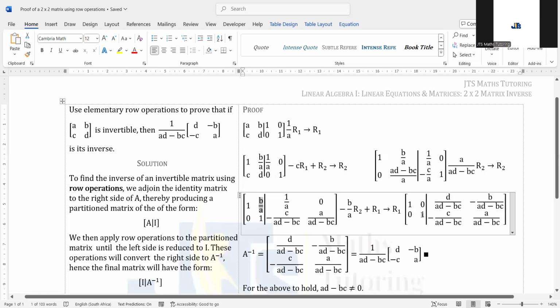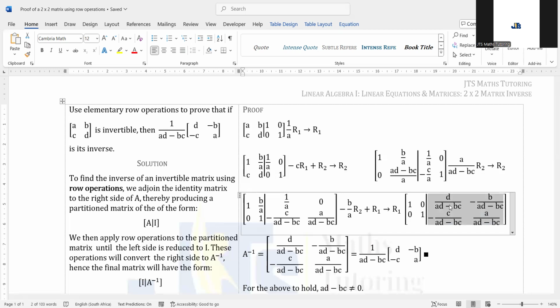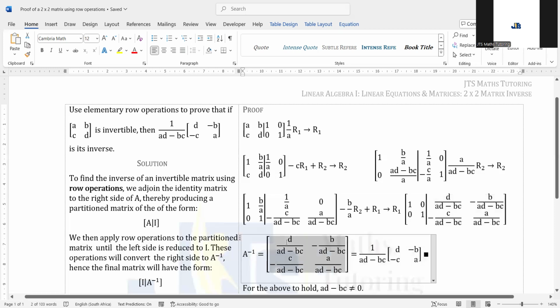Awesome, awesome. This tells me that when the left side is now reduced to the identity matrix, the right side is actually the inverse. So it means right here, this is the inverse of that 2 by 2 matrix A with the entries A, B, C, D. Okay, so the inverse is actually that, right?